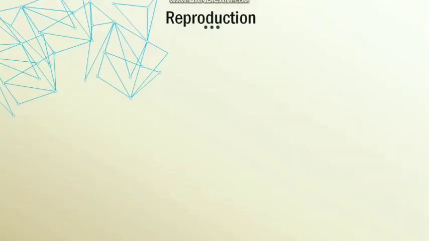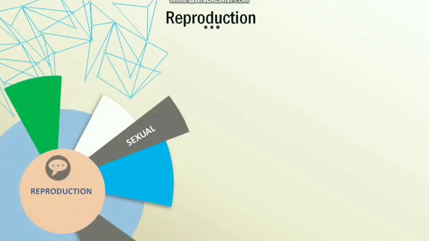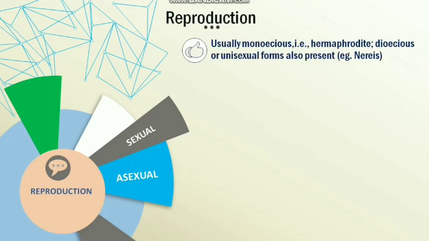So let us move to reproduction. Annelids reproduce sexually and asexually. In sexually reproducing organisms, we can see 2 kinds of condition, that is the monoecious condition or hermaphroditic condition, in which both sexes are present in a single organism. Okay, so that condition is known as the hermaphroditic condition.